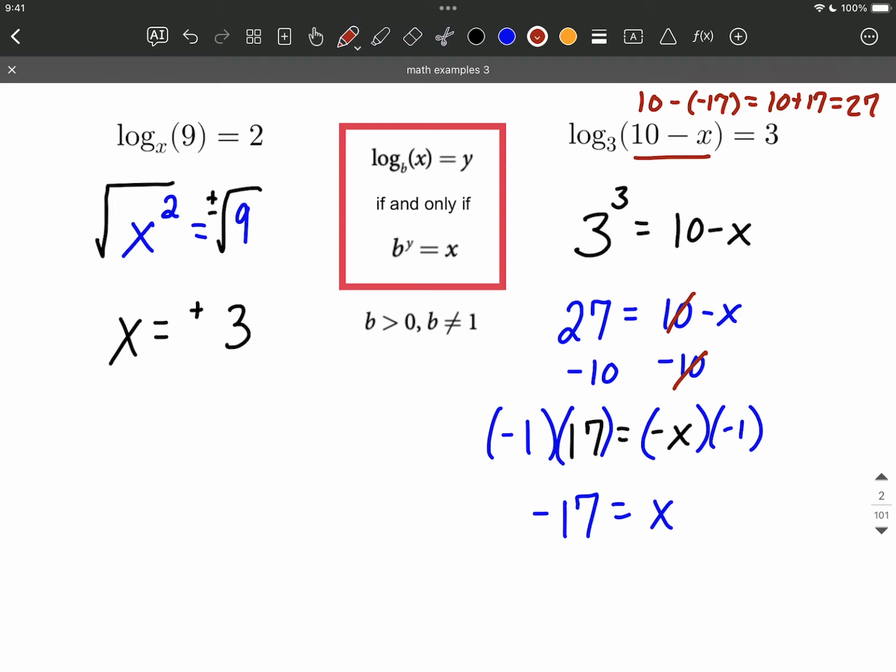So I hope this helps out as you're working on these. Remember, isolate the log on one side all by itself, switch forms over to exponential form, and hopefully you can handle whatever equation you're given at that point. Good luck.